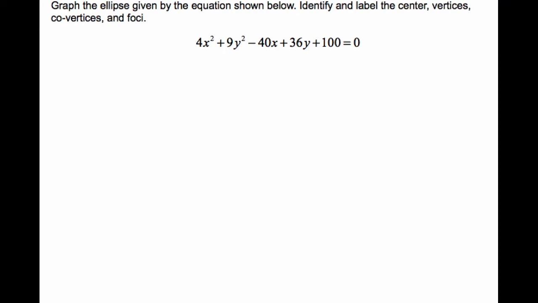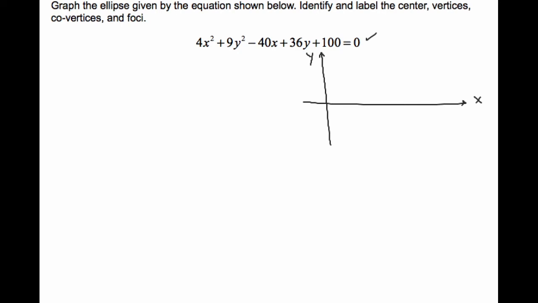Let's graph the ellipse given by the equation shown below. We will identify and label the center, vertices, co-vertices, and foci. We're given 4x squared plus 9y squared minus 40x plus 36y plus 100 equals 0. So the first thing I'm going to do is set up my coordinate axes. I'll label my x-axis and my y-axis.